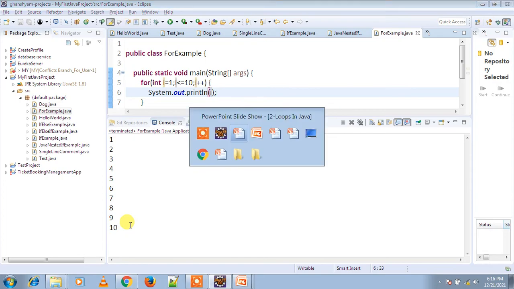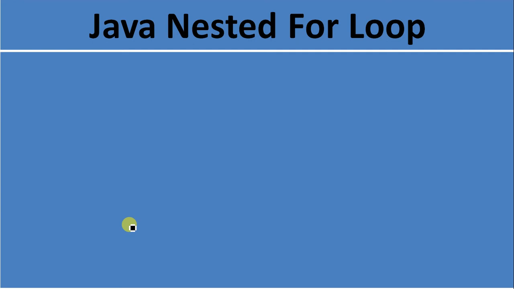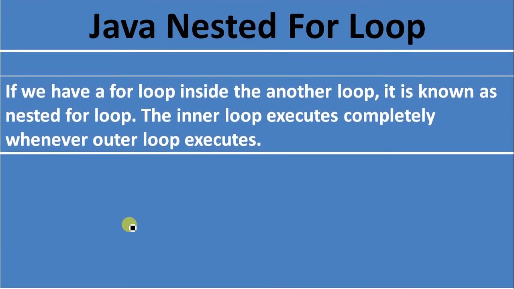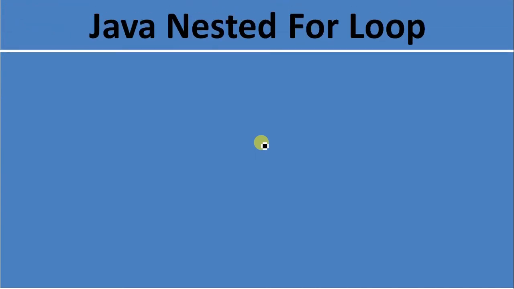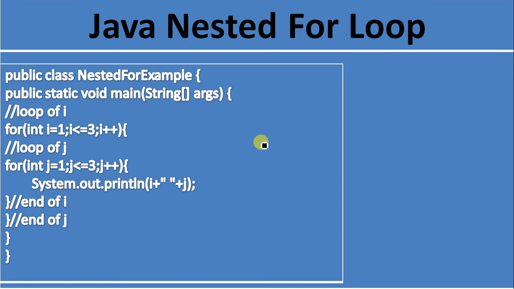Now let's go for the next loop, the Java nested for loop. What is a Java nested for loop? If we have a for loop inside another loop, it is known as a nested for loop. The inner loop executes completely whenever the outer loop executes. Here is an example of a Java nested for loop. We have created a class with the name nested, for example.